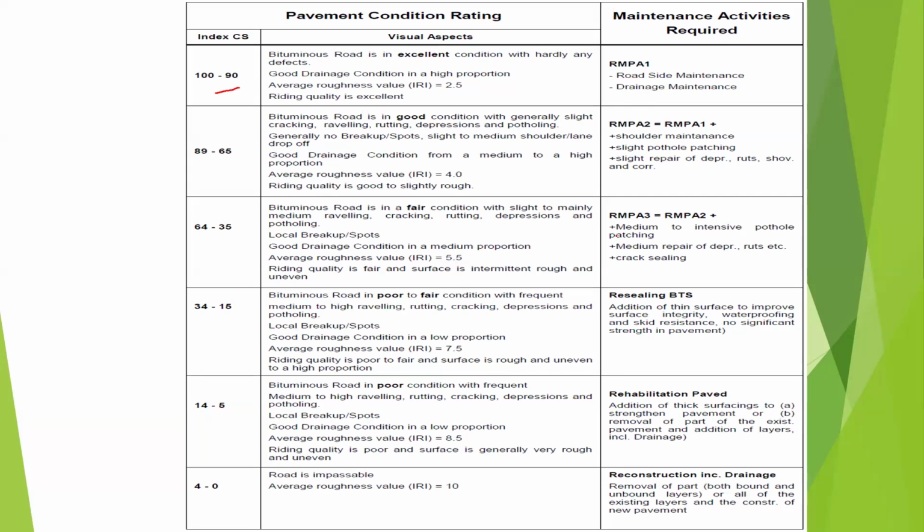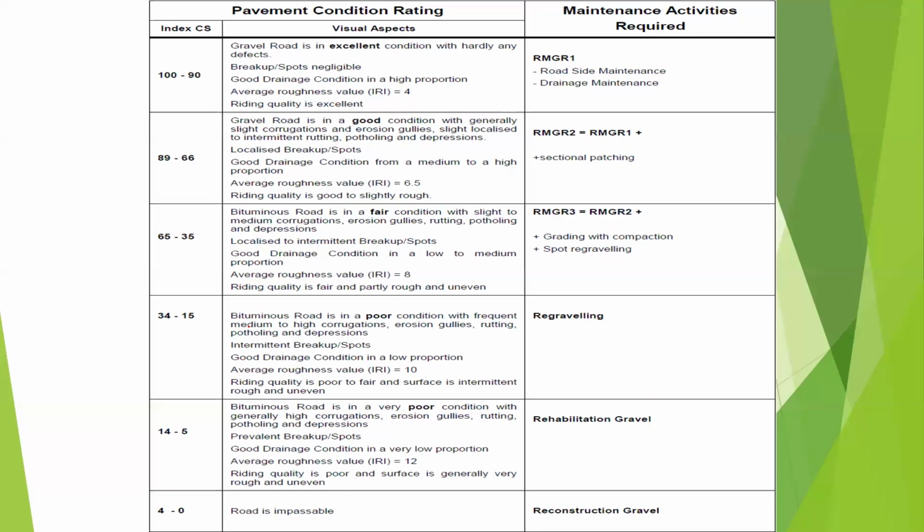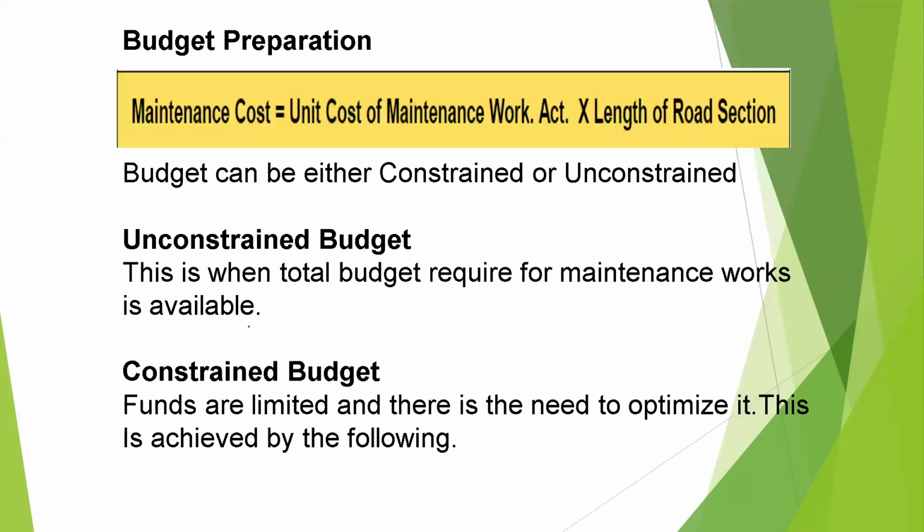So as the road deteriorates or the condition score becomes lower, then you will still be cutting grass, but you will be applying more intervention like pothole patching, depressions, and go until such a time that you realize that it has come to resealing. You need to reseal the entire road when the condition score is between 34 to 15. So these are the maintenance activities we apply on the road based on the condition score from the road condition survey. So this also goes for gravel roads. These are the activities we apply on the road.